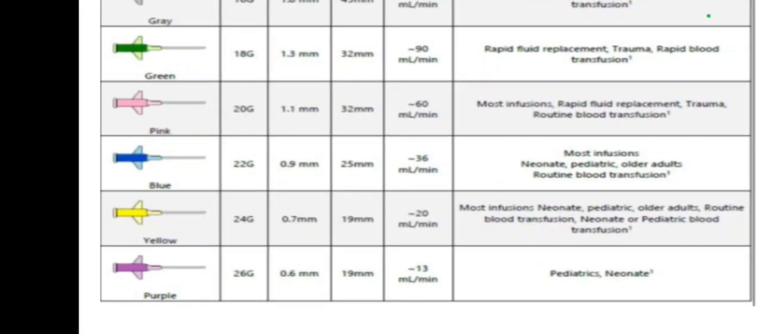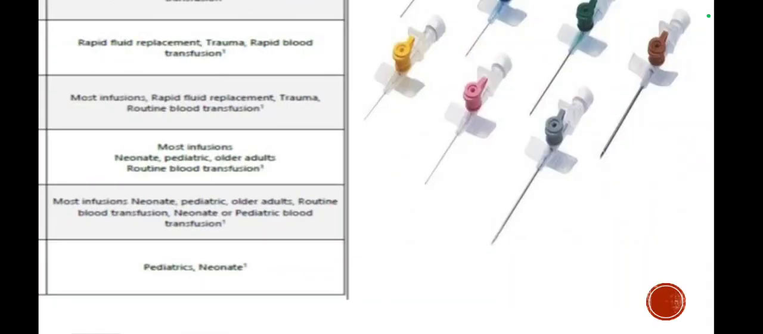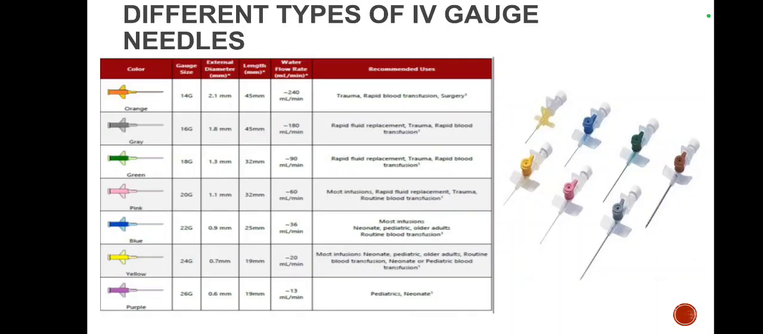The same with your blue ones. And then we have also the yellow. And then we have the purple for pediatrics, because the purple ones are 26 or 28 gauge. So, these are the different types of IV gauge.